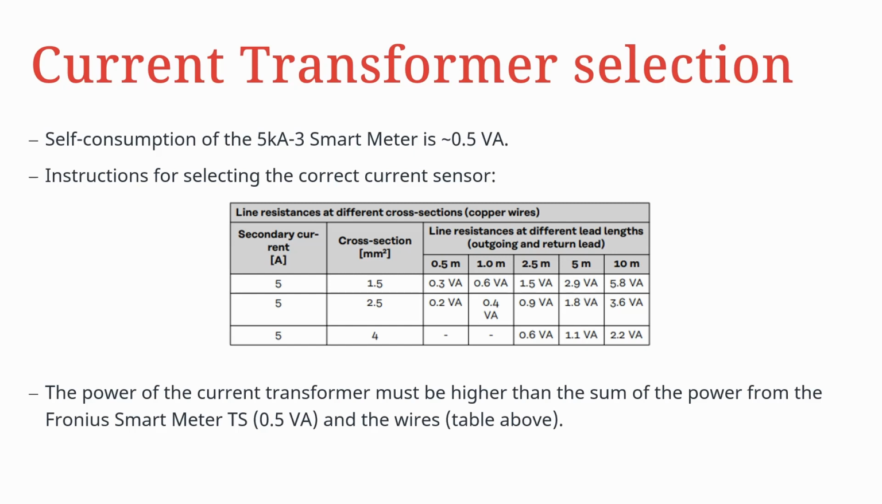So I have taken out a table here for you, an overview. Depending on the cross section and the length of the cable, I have a higher or lower cable resistance, and I add this to the 0.5 volt amperes of the smart meter. The value that I get is the minimum power that the current transformer must have, and depending on this I can select the correct transformer. But of course you can find this table also on our homepage.